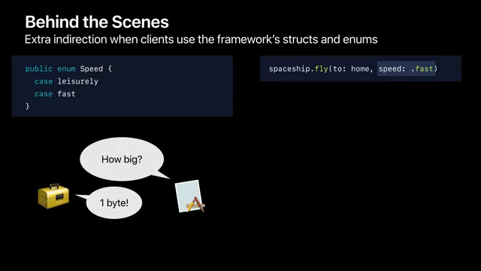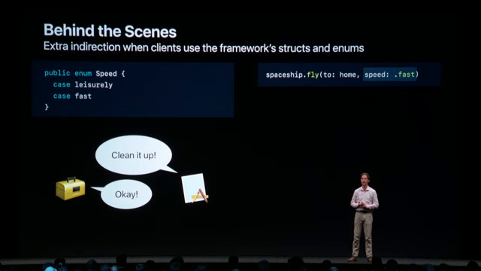The other possibility here is that one of the new cases added in the future might have associated values. And those associated values might require some kind of cleanup. And so the client will also ask the framework to clean up the enum value when it's done with it. And the framework will do so.